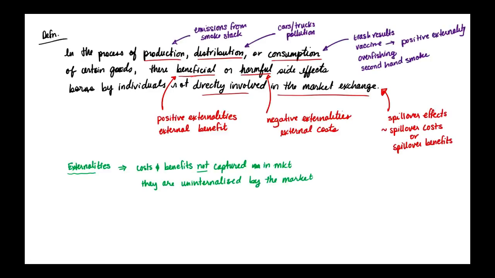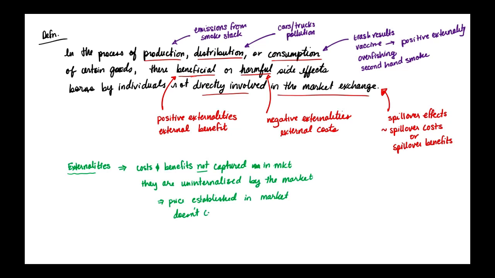In other words, what we mean when we say they go uninternalized by the market is that the price that's established in the market doesn't capture these costs or benefits. Now there might be some things that we do that help us to capture them. For example, a government tax could be used, right? We can use a government tax to try to capture an externality, but is that the market? Is that a market process?